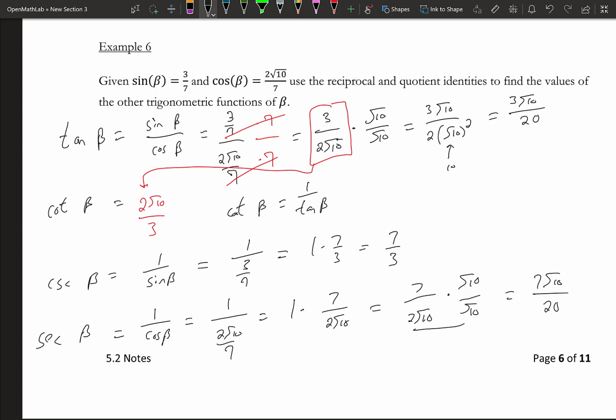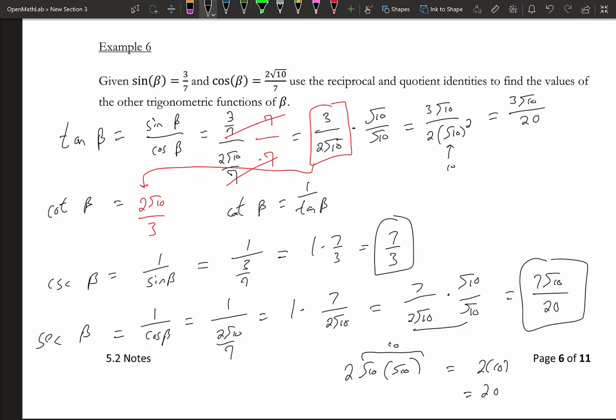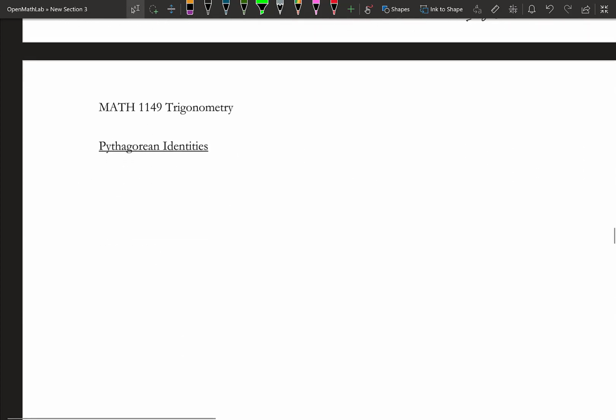So this part is similar to before, right? If I have 2 radical 10 times radical 10, this part here is just 10. So this becomes 2 times 10, which is 20, right? So there's those 4 solutions.